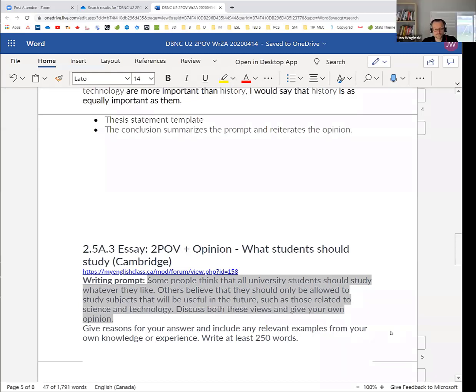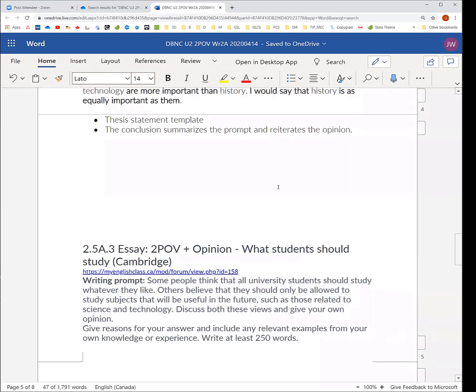And this is one reason. Second reason, maybe they think if they study science and technology, they will have a greater chance to find a good position later in their life.